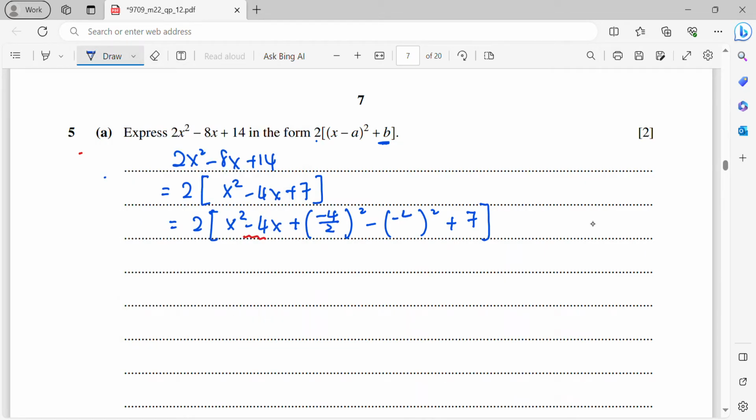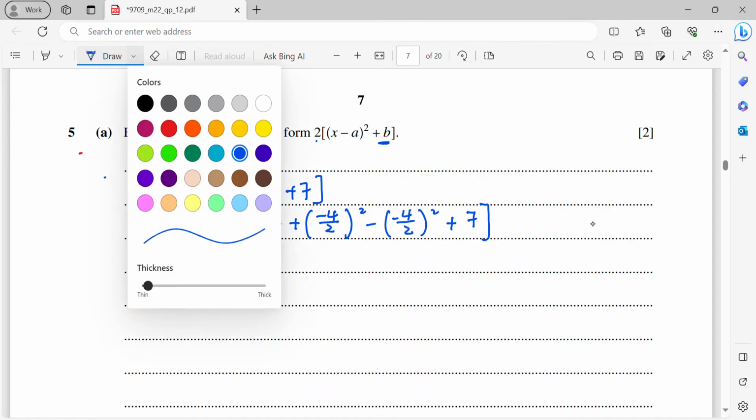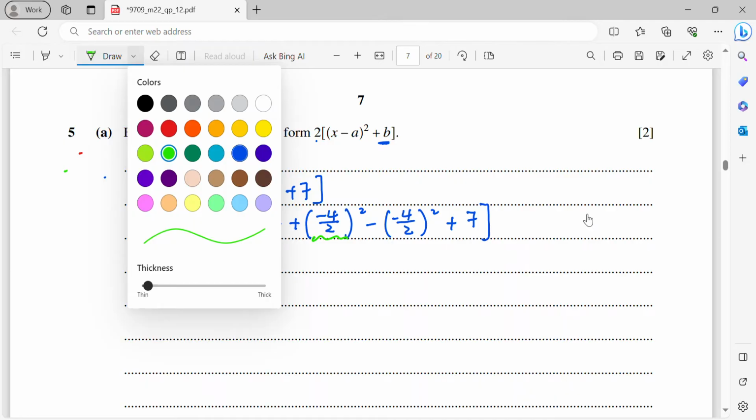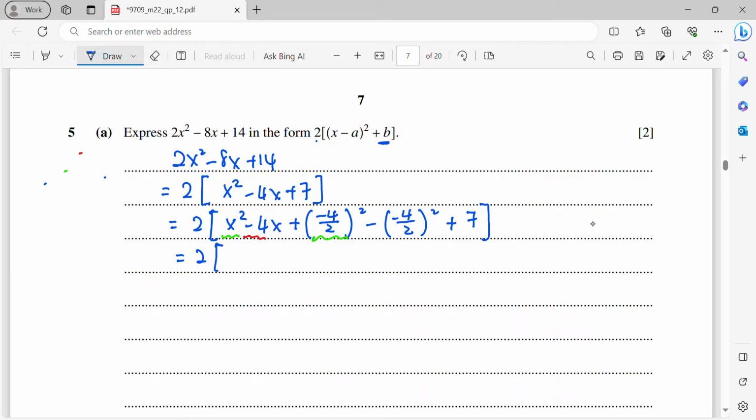Then here, also negative 4 over 2. Alright, after you get this, what to do is you just group the term with the green line. So it means that here I will get 2 bracket x. Now, for the bracket, minus 4 over 2 is basically minus 2. So I will just write minus 2, then squared.